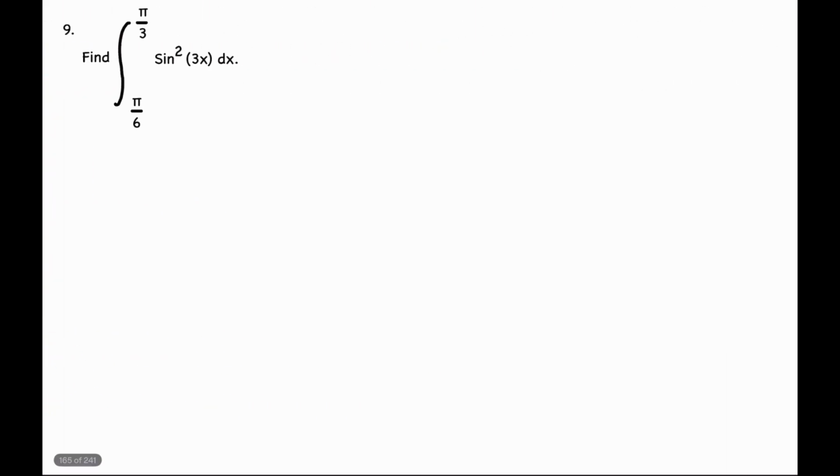So for example, for this, I would recommend looking at year 1 and year 2 integration, but let's try this question. So it's asking us to find, so this is a definite integration where we have the upper limit as pi over 3 and the lower limit as pi over 6, and we are trying to find the integration of sine squared of 3x in terms of dx.